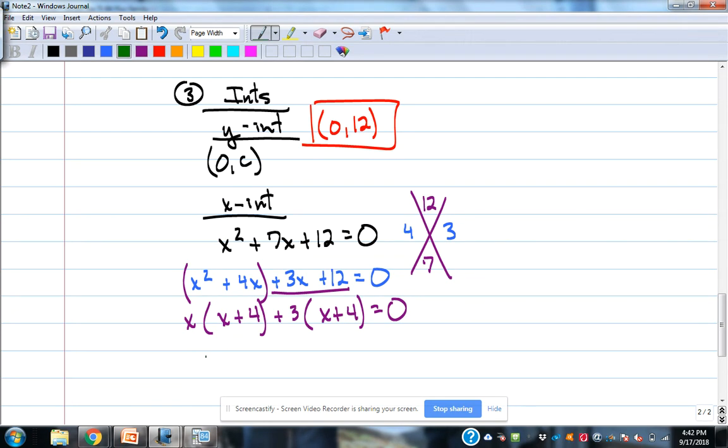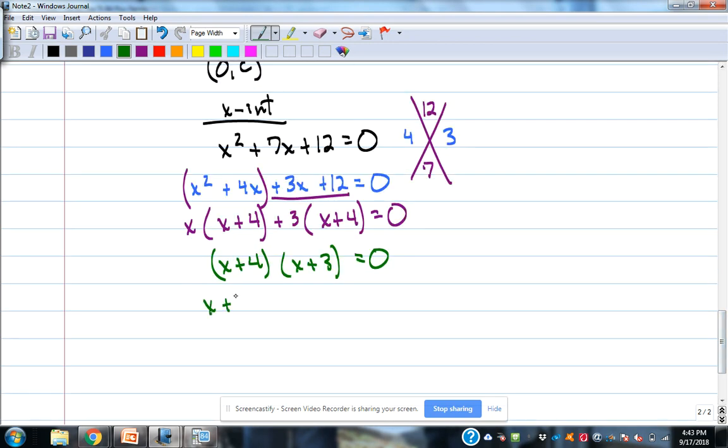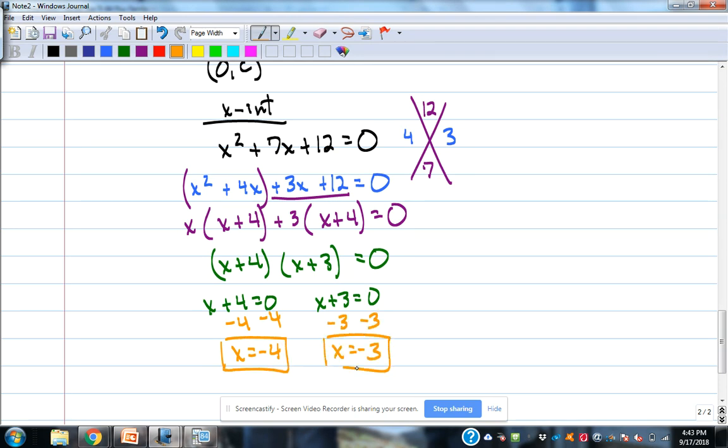Okay? Then the final thing is x plus 4 is a factor, x plus 3 is a factor, and you set them each equal to 0 and solve. -4, -3. So my x-intercepts are at the points -4, 0, and -3, 0. Ordered pairs for those. That's using factoring, which is a fine method, but it doesn't always work.